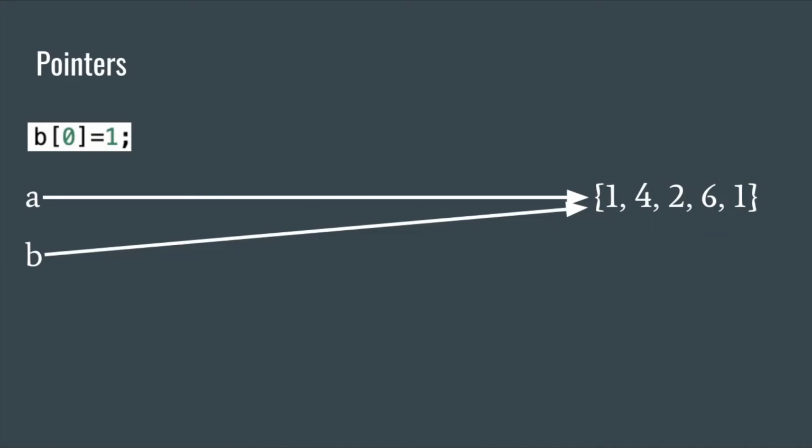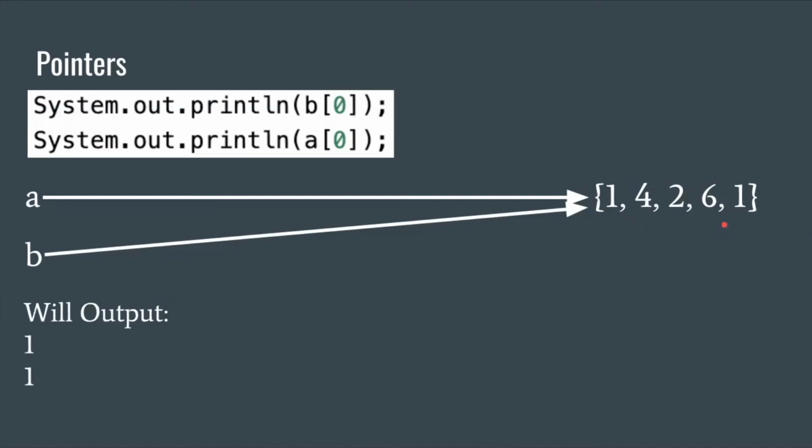Not only does it cause the content of one array to be transferred over to the other array, it also causes them to point to the same thing. So whenever you modify one array, it will also modify the other array. And then now if you print out B0 and A0, well, that's just the first element of this array in both cases because A and B are both pointing to this array. So this will output 1 and 1.